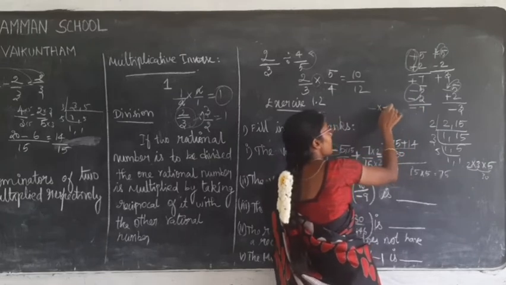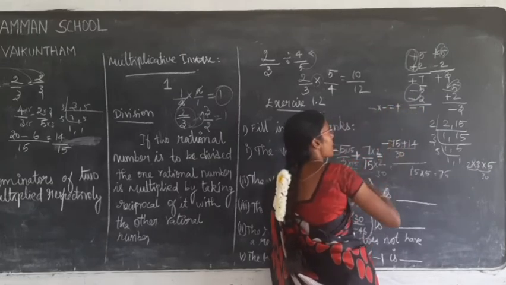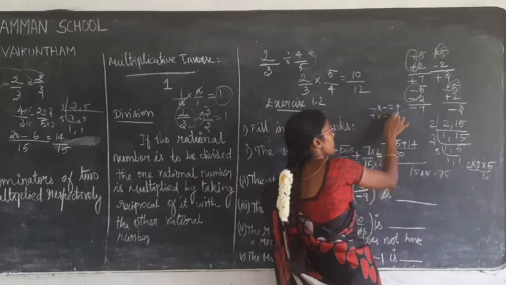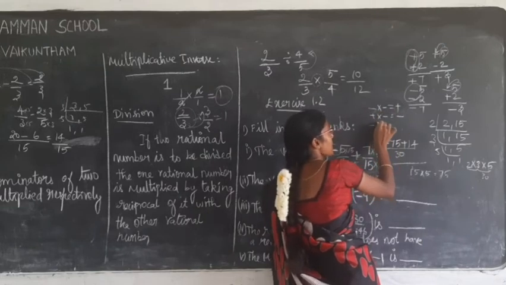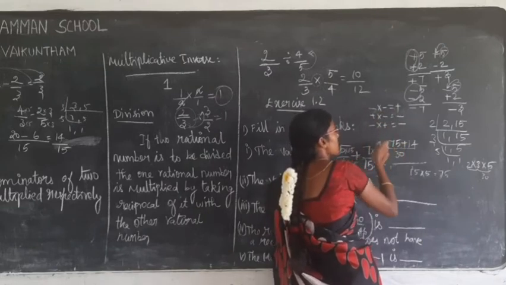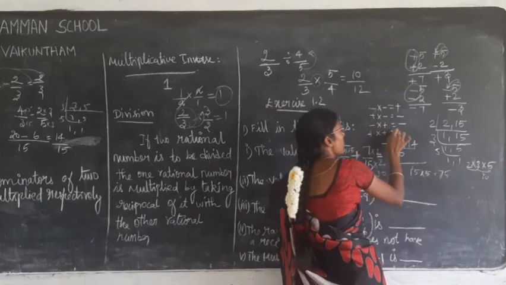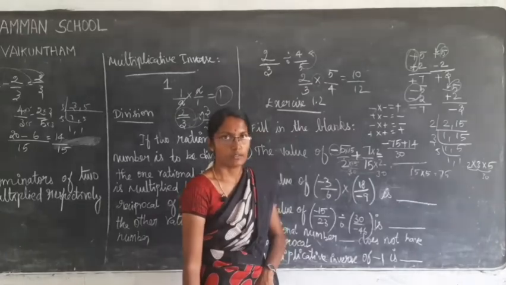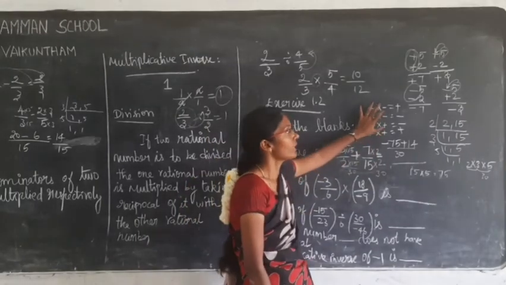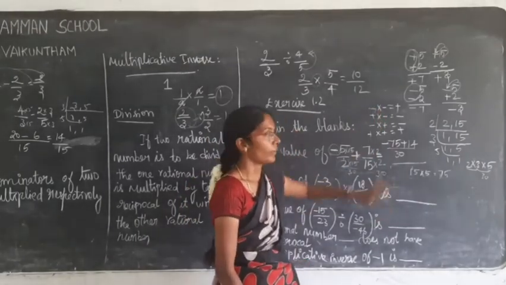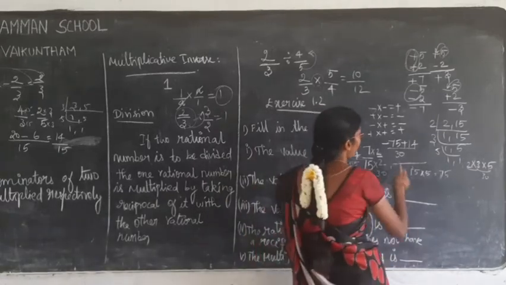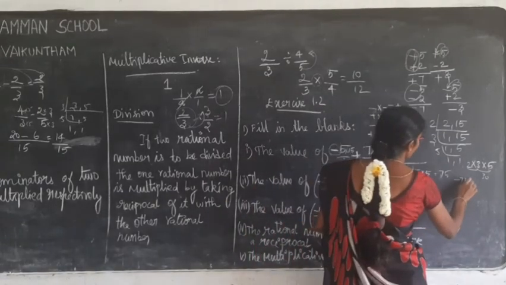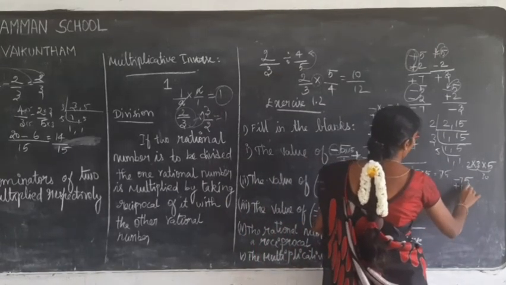So in multiplication, minus into minus, plus. Plus into minus, minus. Minus into plus, minus. Plus into plus, plus. Clear? So are you clear about these symbols? Okay.